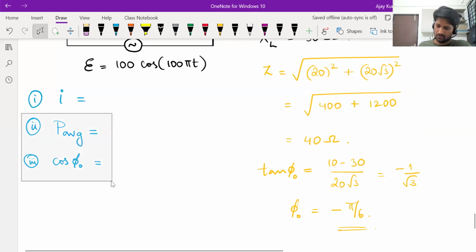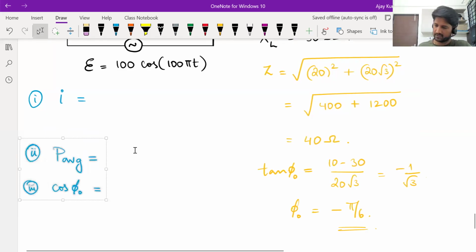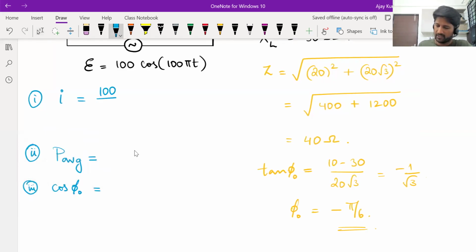I is equal to E naught divided by Z first. That's the peak value. E naught is 100 divided by impedance 40. Then Rishi, when you gave the answer, you changed it to sine. EMF is written in terms of cos. Current also should be written as it is. Then you include the phase constant minus pi by 6.